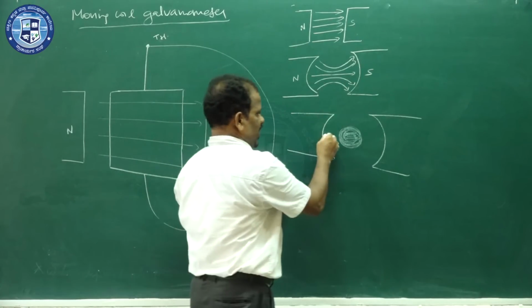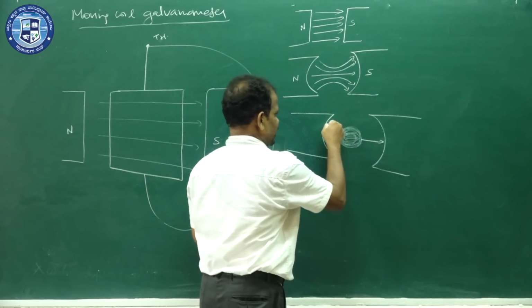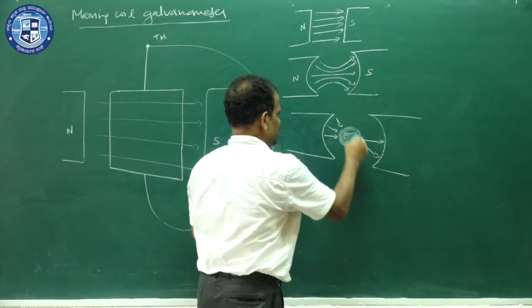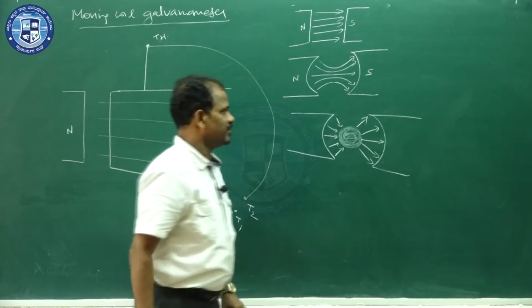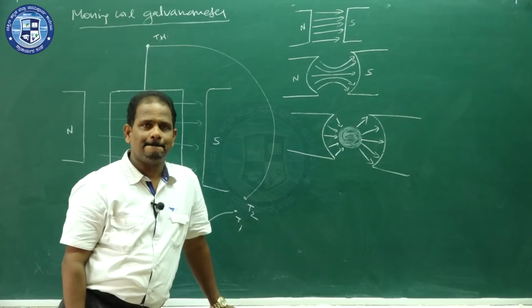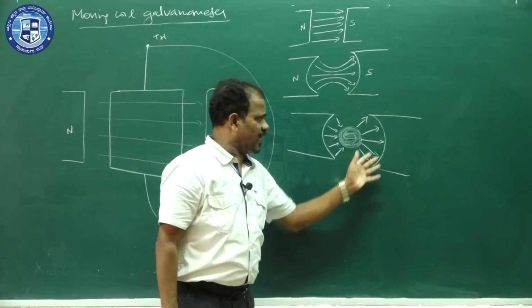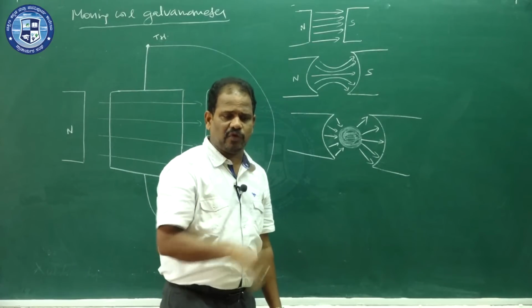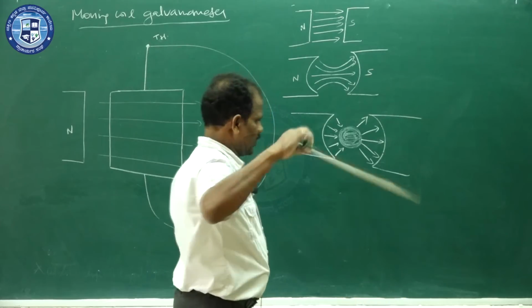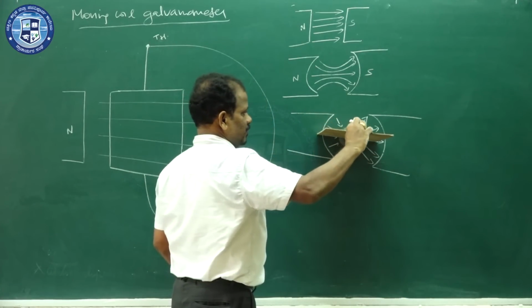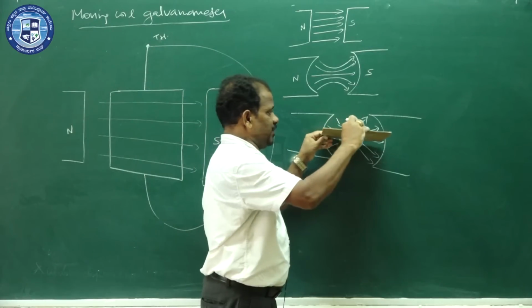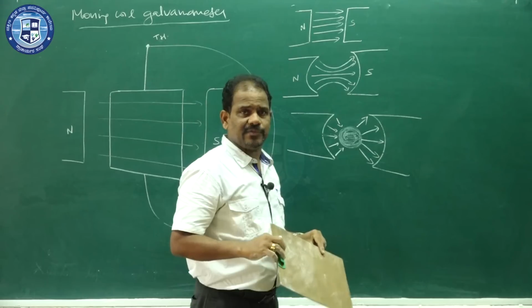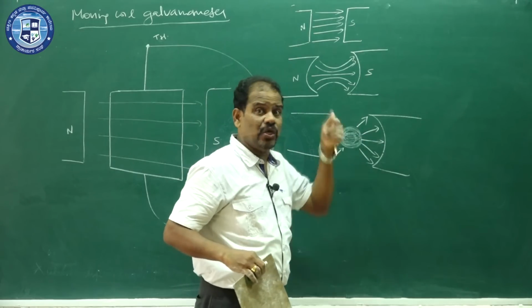Now the magnetic field lines will be like this. These are the magnetic field lines. When the magnetic field lines are like this, for any portion of the coil, see here, this is the coil. What is the theta value? Say this is the magnetic field line, the coil is here, theta is 90 degrees. Theta is the angle between the magnetic field and the normal to the coil.